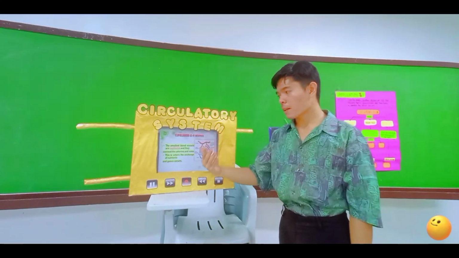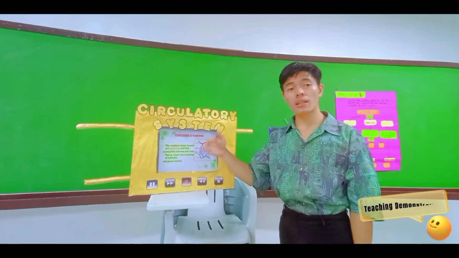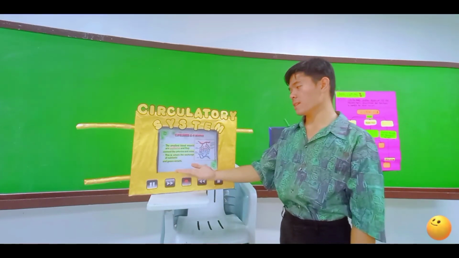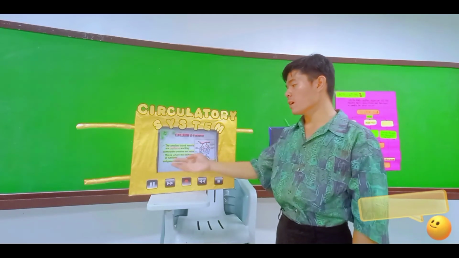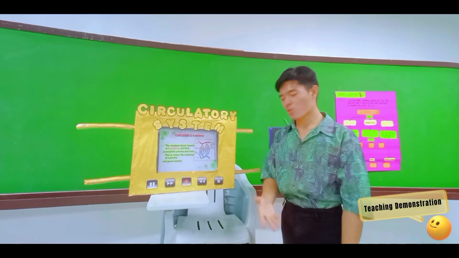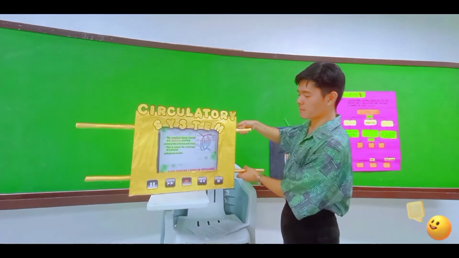The largest blood vessels are called arteries, and the smallest blood vessels are called capillaries, and they connect the arteries and veins, where the exchange of nutrients and gases takes place, of course. Take note of this.